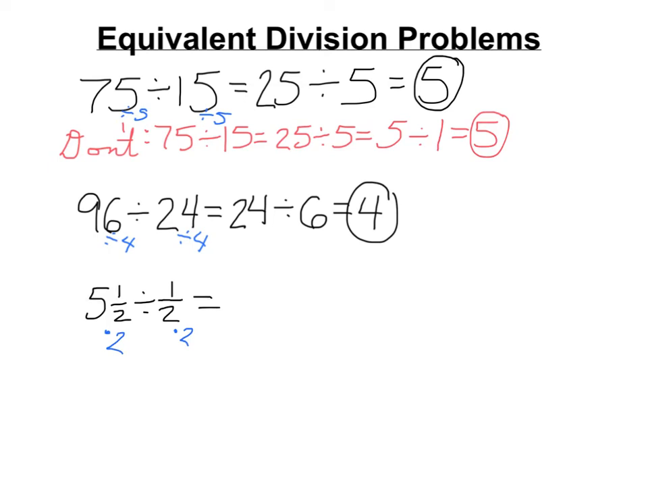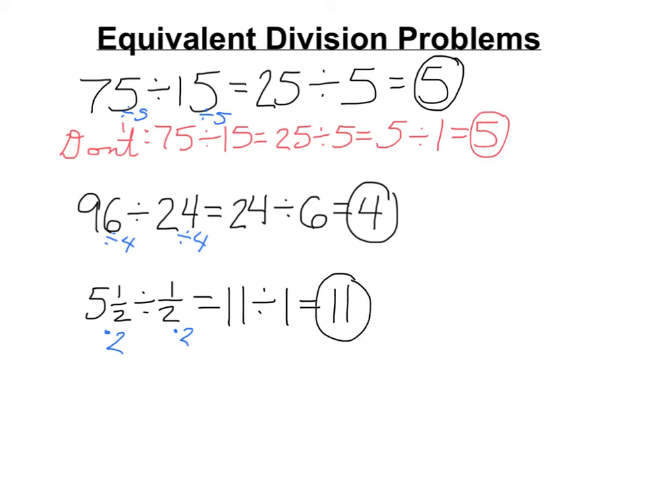Well, when you double 5½ make sure you double both parts of it. So double 5 is 10, double 1/2 is 1, 10 and 1 makes 11. And now, if we double 1/2, we get 1. And this just became a lot easier. So the answer is 11.